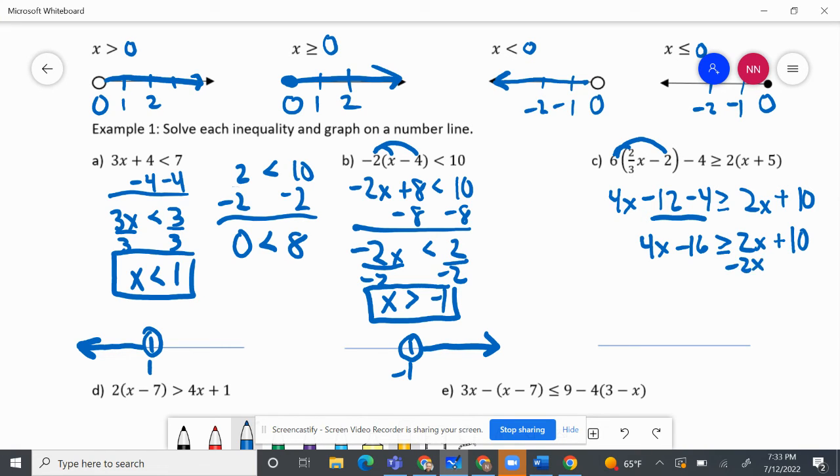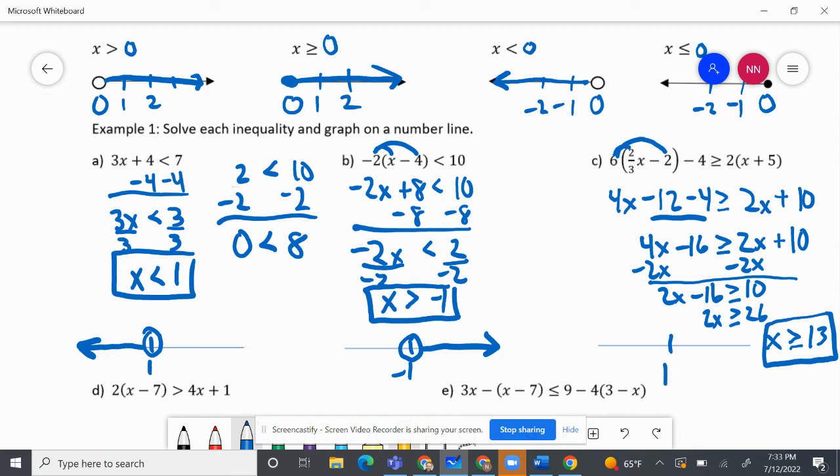4x minus 16 is greater than or equal to 2x plus 10. I'm going to subtract the 2x. 2x minus 16 is greater than or equal to 10. I'm going to add the 16, and that gives me 2x is greater than or equal to 26. When I divide it by 2, I get x is greater than or equal to 13. So that right there is my answer.